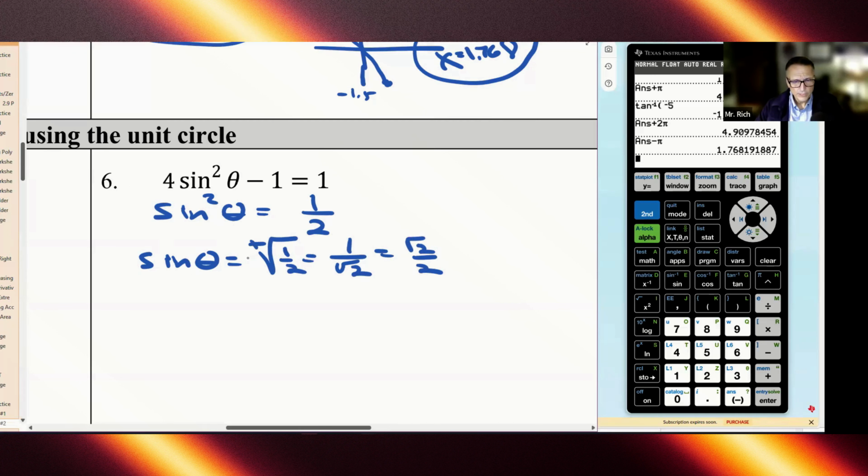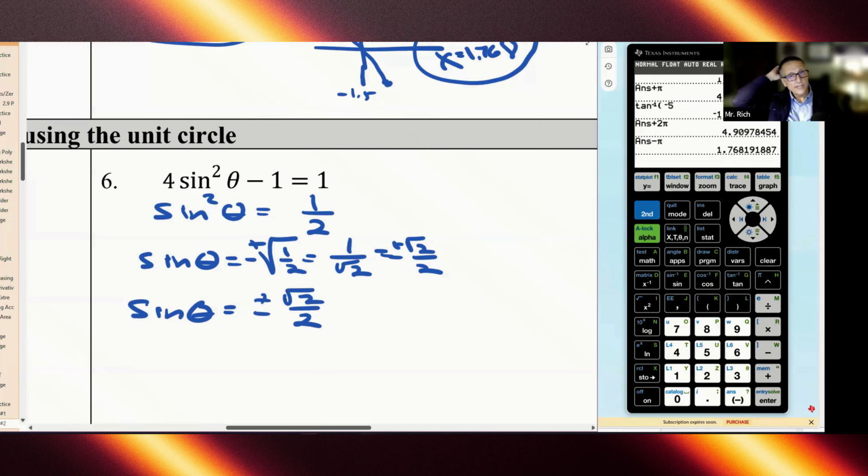Don't forget, when you introduce a square root in the process of solving your equation, you have to include the idea that there's a positive and a negative value to that. So we got positive and negative. So here's what we are considering. Sine theta is plus or minus root 2 over 2.